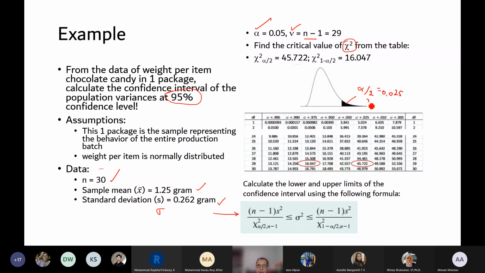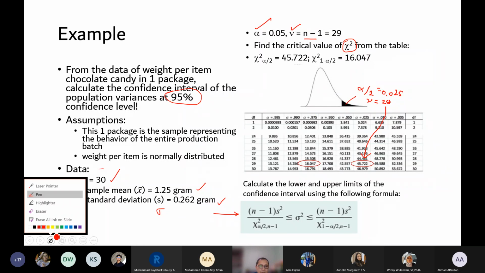At degree of freedom equals 29. Okay. So by looking at the table, we found that value to be this one here, 45.7. So this would be the chi-square which is located on the right-hand side of the distribution. Now we have to find the other one on the left-hand side, right? We have to find the one here.